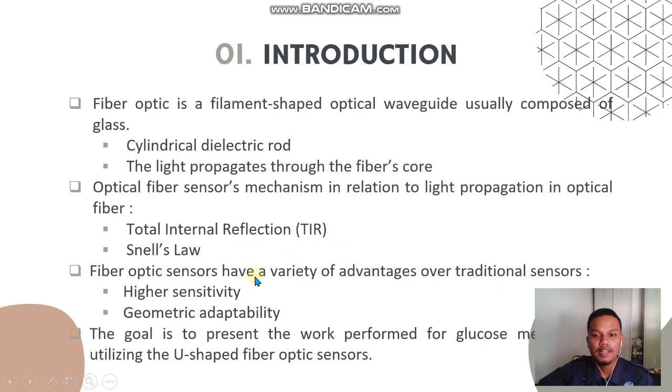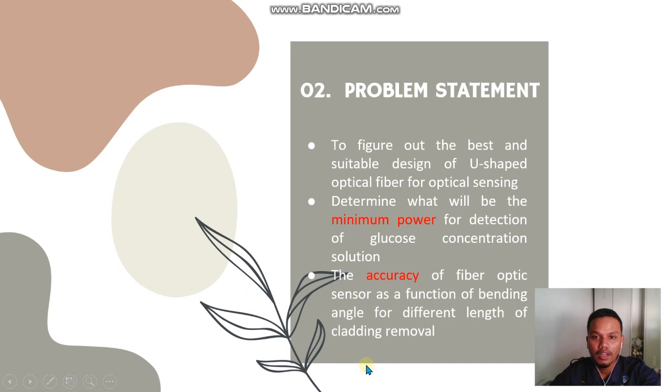Fiber optic sensors have a variety of advantages over traditional sensors. They have higher sensitivity and geometric adaptability. Geometric adaptability means it allows the creation of arbitrary shapes. The goal is to present the work performed for glucose measurement utilizing the U-shaped optical fiber sensor.